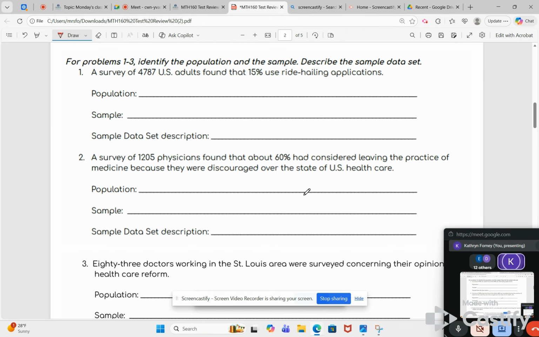Then we're going to have some questions that are mostly from there. It's going to be vocab stuff. Like if we look at these next three and we want to identify the population and the sample. Number one says a survey of 4,787 U.S. adults found that 15% use ride hailing applications.